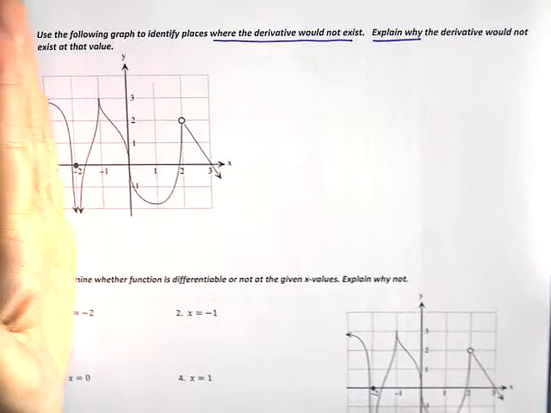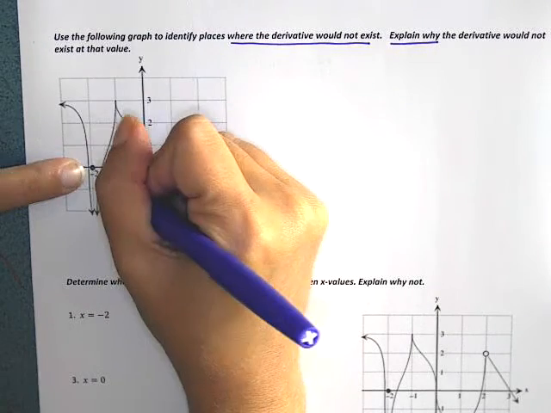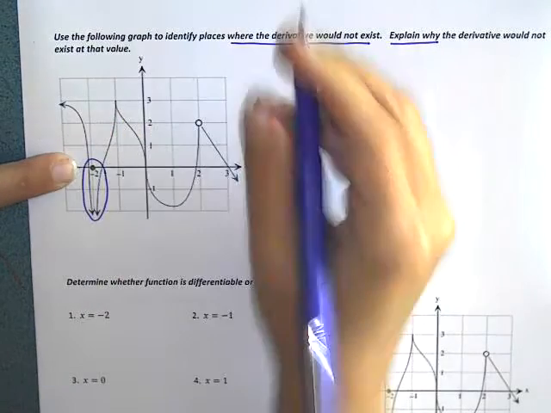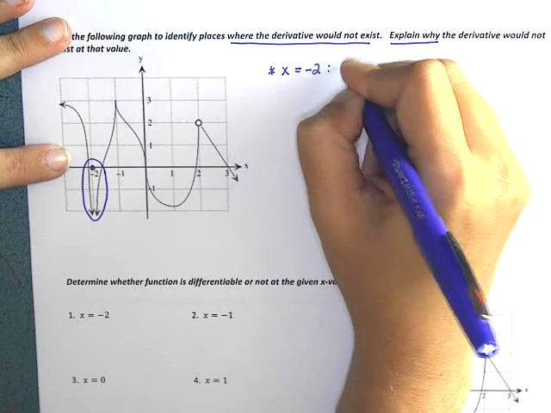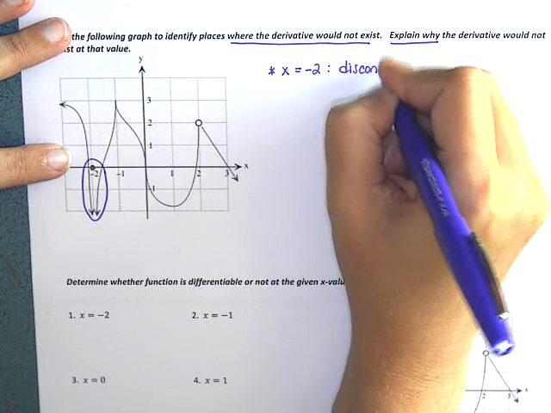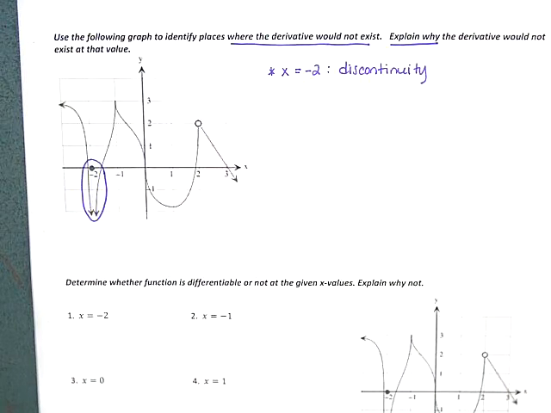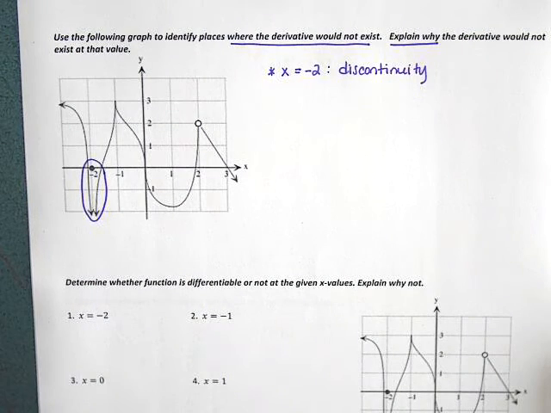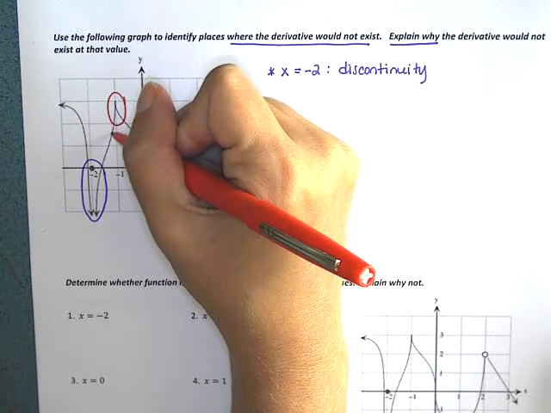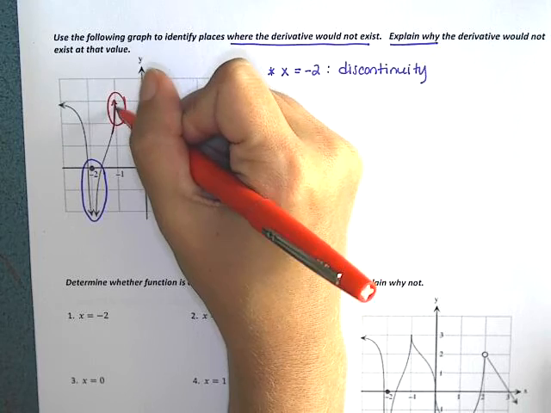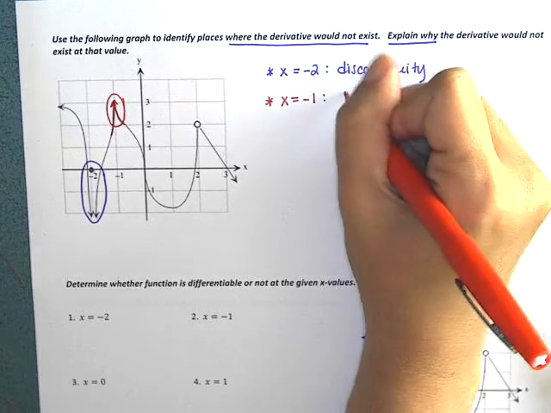If I go from left to right and just read my way across the graph, the first place the derivative does not exist is at x equals -2. The reason is because there's a discontinuity. The graph is not even connected there. The second place the derivative would not exist is at this cusp. You'll notice the slope gets really steep and goes up, gets really steep and goes up. So we would say at x equals -1 because there's a cusp.